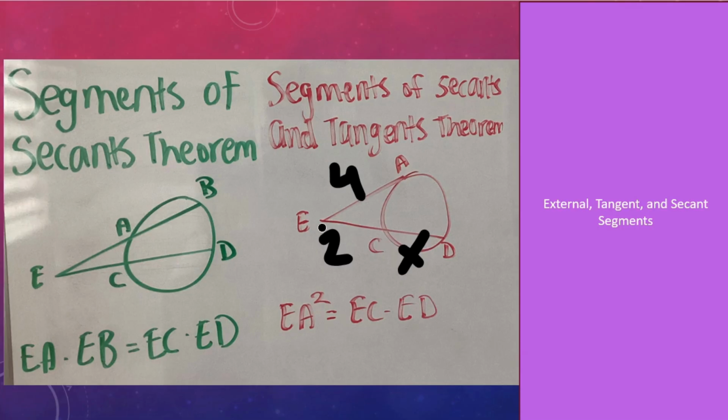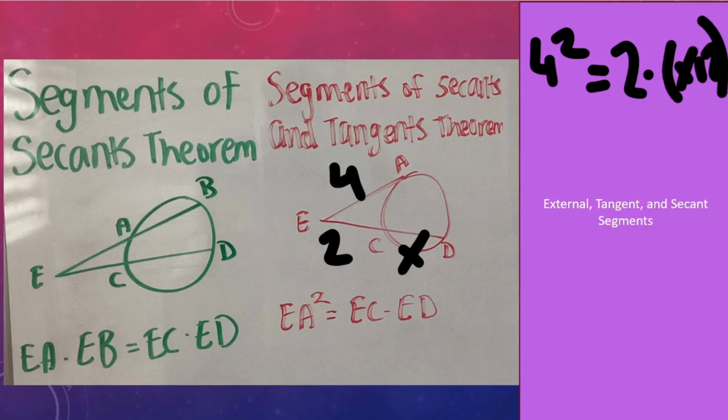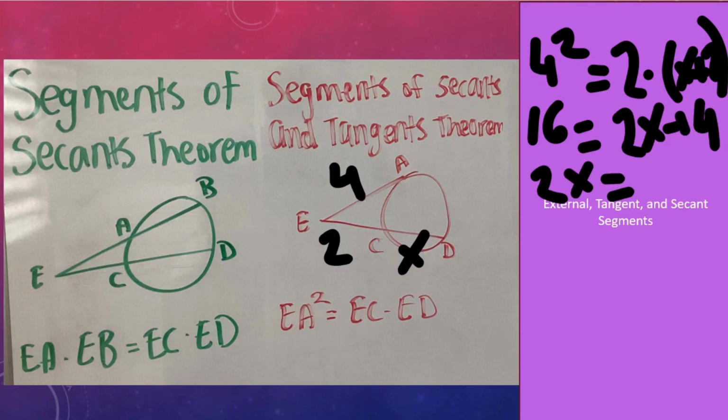EA squared, which is 4 squared, is equal to EC times ED. Remember, it's ED, so x plus 2. Sorry, that was really bad, but okay. So what is 4 squared? That is 16 is equal to 2x plus 4. 2x is equal to 12. So basically x is equal to 6. So CD is equal to 6 in this problem. So x is equal to 6.